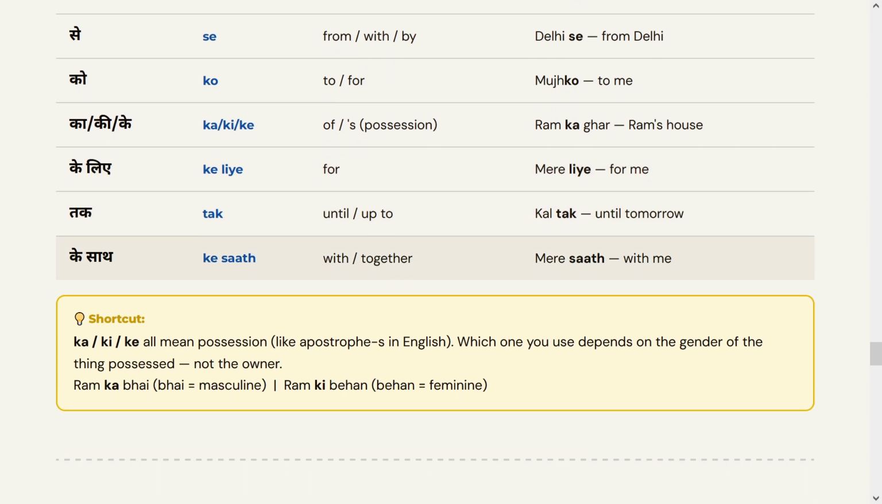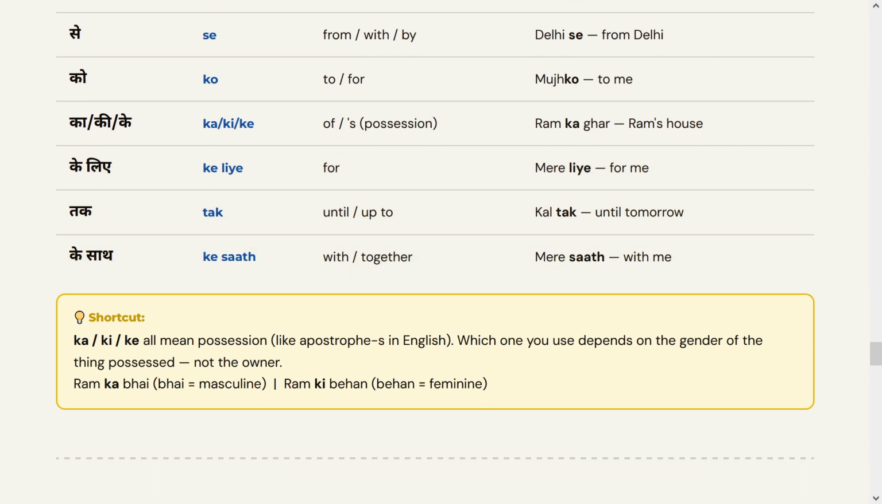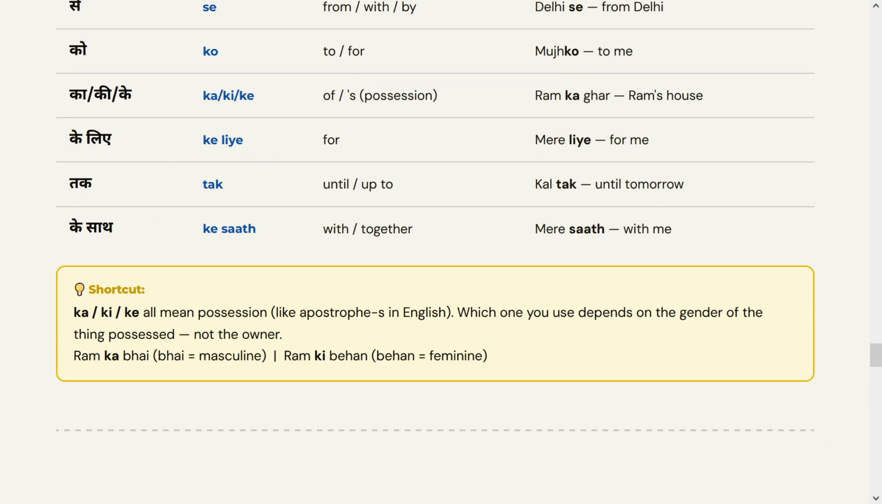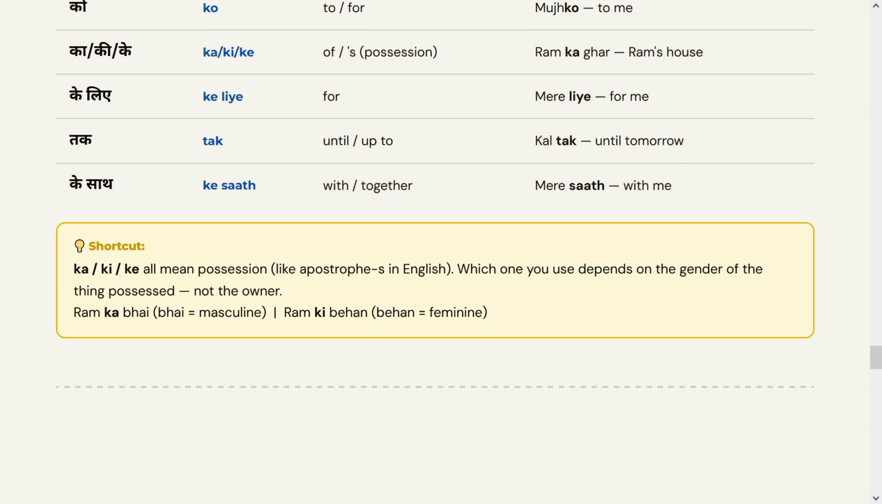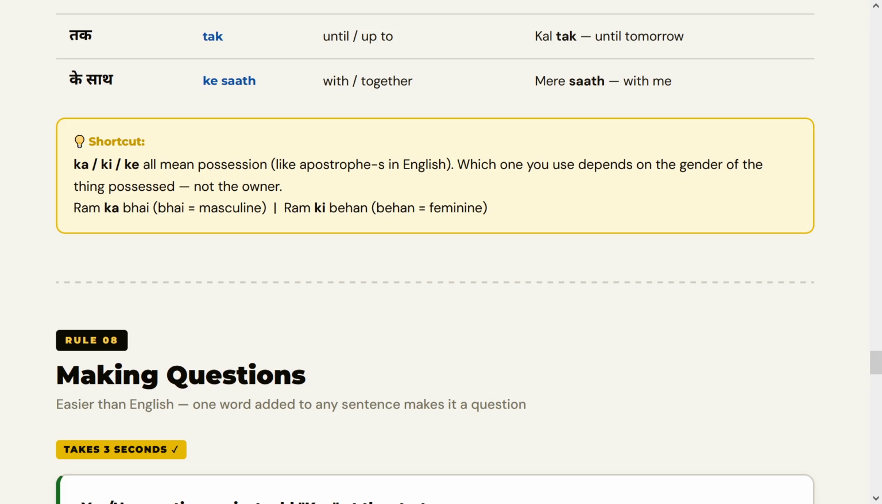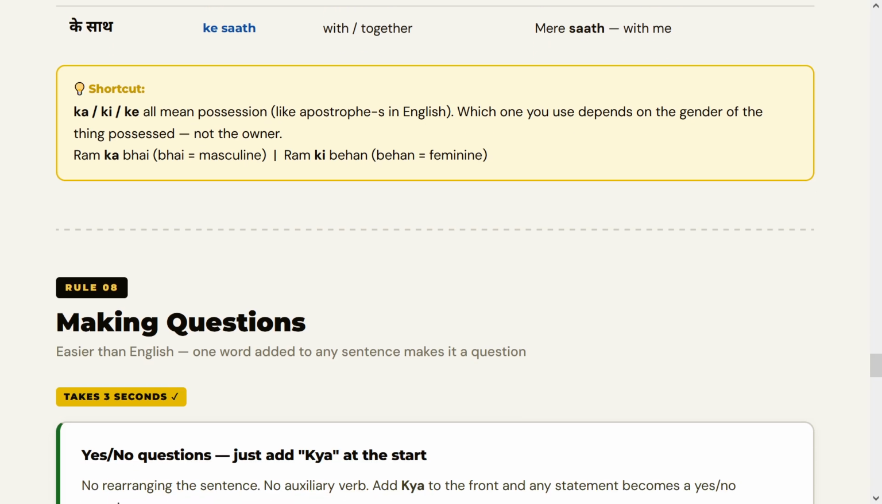One note on का, की, के. These three all mean possession, like apostrophe s in English. Which one you use depends on the gender of the thing possessed, not the owner. Ram ka bhai, Ram's brother. Bhai is masculine, so ka. Ram ki behan, Ram's sister. Behan is feminine, so ki. The owner Ram does not change. The thing changes the form.